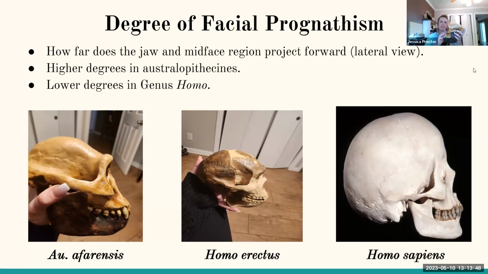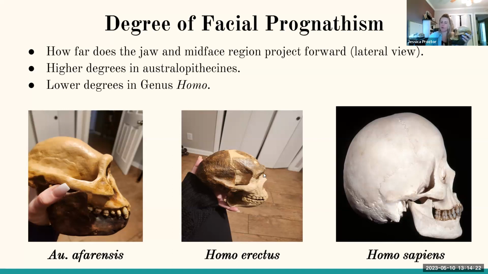Prognathism refers to how far the jaw and the midface project forward. In this fossil, an Australopithecine, we see a relatively high degree. High degrees are found in the Australopithecines and, of course, in the apes as well. As we move into genus Homo, especially Homo sapiens, we see a decreasing or low degree of facial prognathism. All the way on the left, we see an Australopithecine, the fossil I'm holding right now. That's a relatively high degree of prognathism.